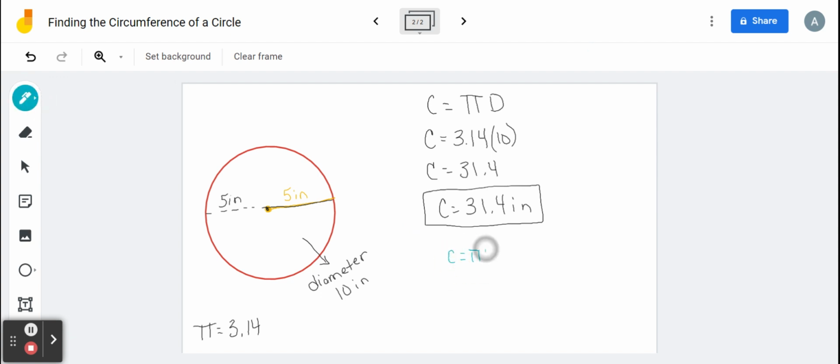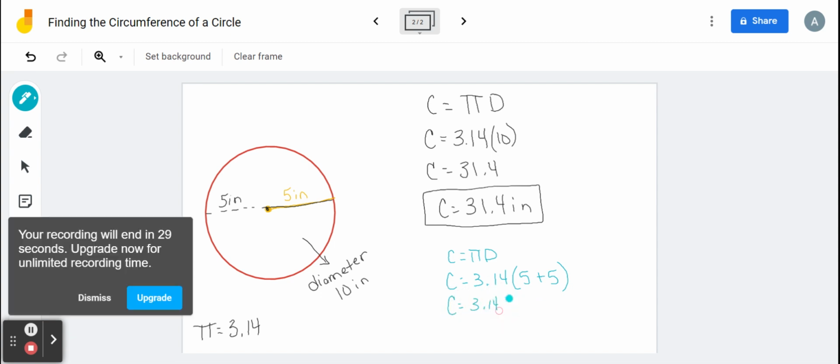Now another way we could have solved that is I could have said, well, I know that the circumference equals pi times d. We're trying to find the circumference. We know that pi is 3.14. But now I could also say that I could do 5 plus 5, and then I could have solved that way. So then that would give me C equals 3.14 times 10, and then we get C equals 31.4. So whichever way makes sense to you would be the route I would go.